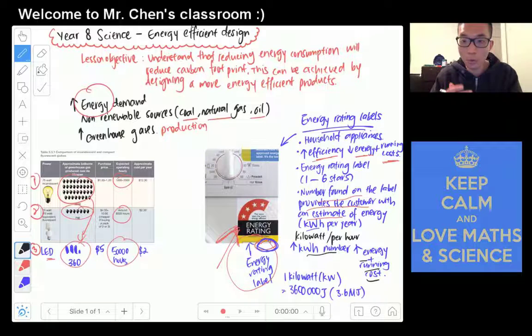For those who don't know what a kilowatt is, 1 kilowatt stands for 3,600,000 joules, which is 3.6 megajoules if you convert it to mega. Remember that metric prefix that we learned in the lesson? Yeah, that's how we convert it. If we don't want to write such a big number, you convert it and replace the zeros with mega.